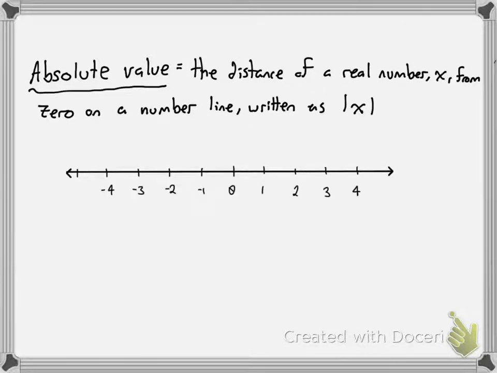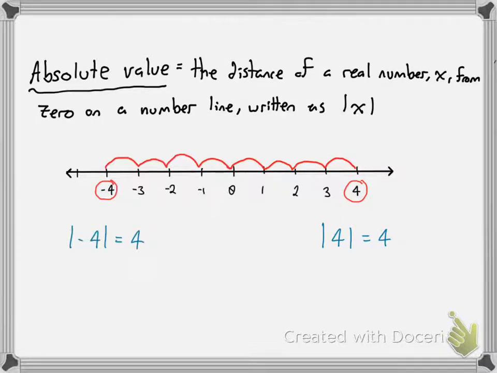So for example, if I'm looking at 4, it is 4 units away from 0 on a number line. So the absolute value of positive 4 is 4. What's important to note here is that if we look at negative 4, that's also 4 units away from 0 on a number line. So the absolute value of negative 4 is 4.